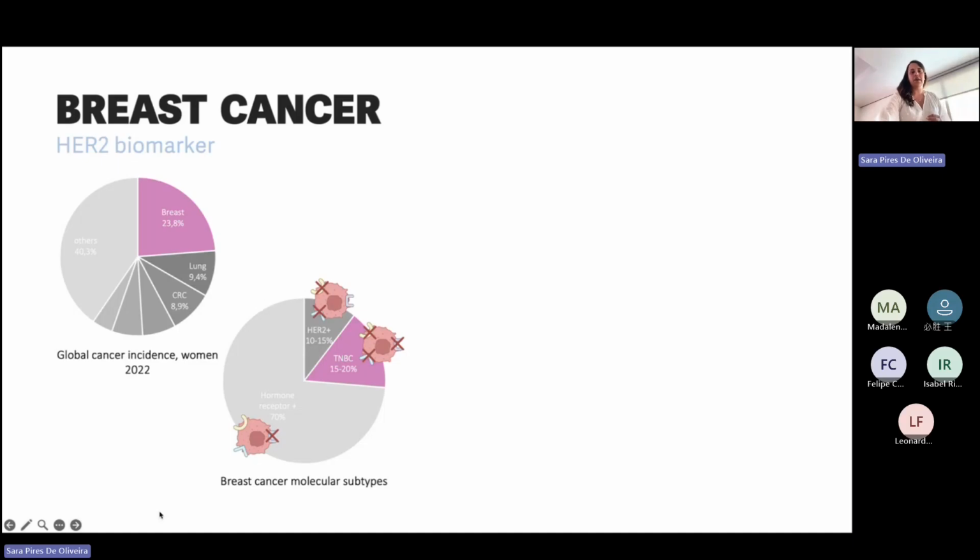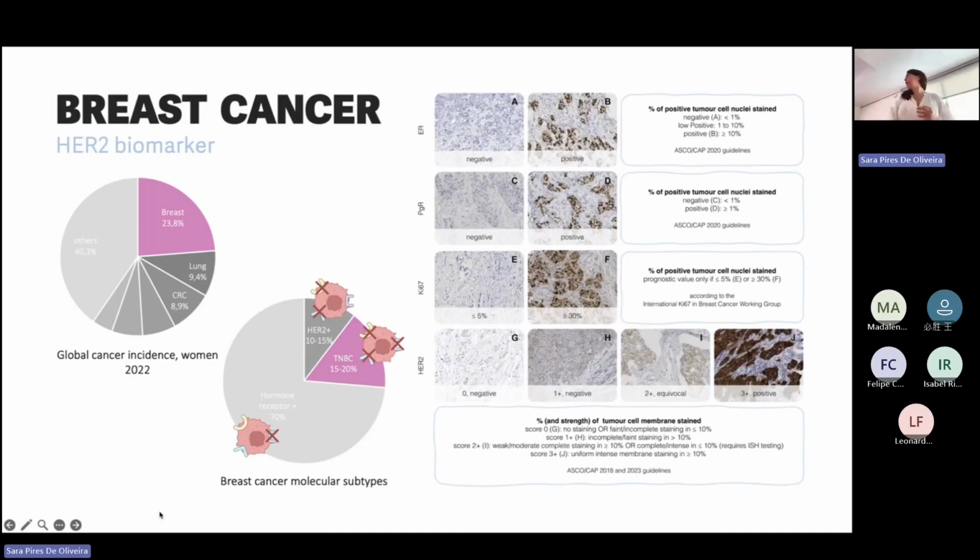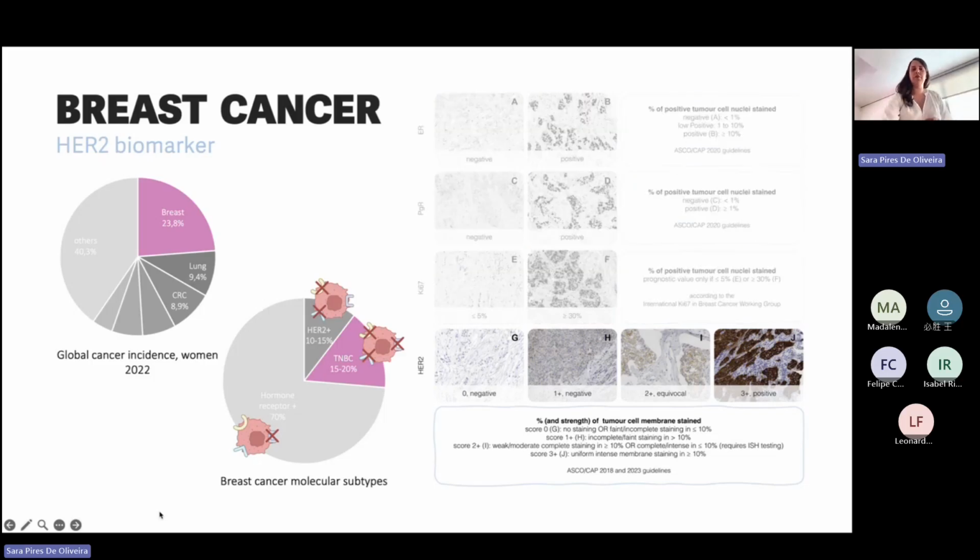And these subtypes are diagnosed based on several immunohistochemistry biomarkers. So basically, the pathologist just evaluates the presence of certain hormone receptors, for example, the estrogen or the progesterone, or other markers like the HER2, that is the one that we are interested in. And basically, HER2 is a protein in the membrane of the cells that plays a role in the development and the progression of cell growth.